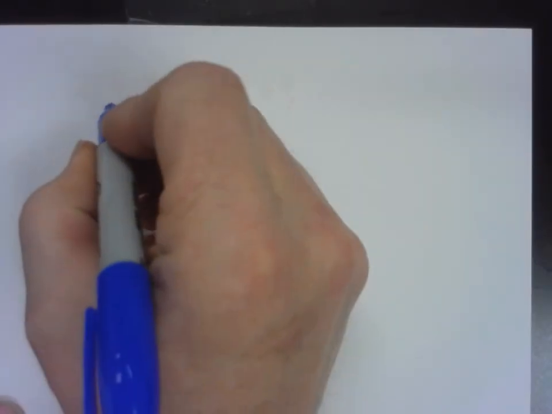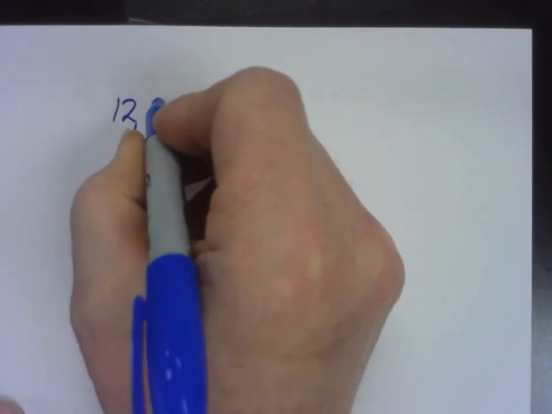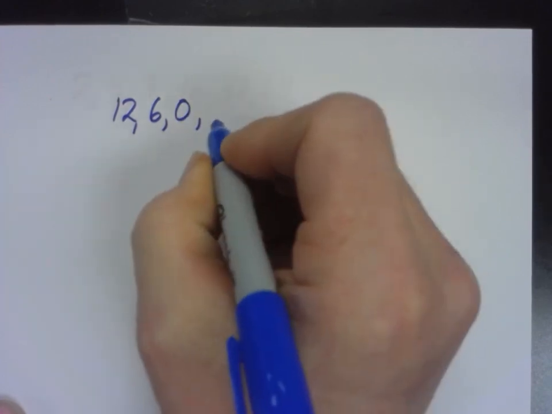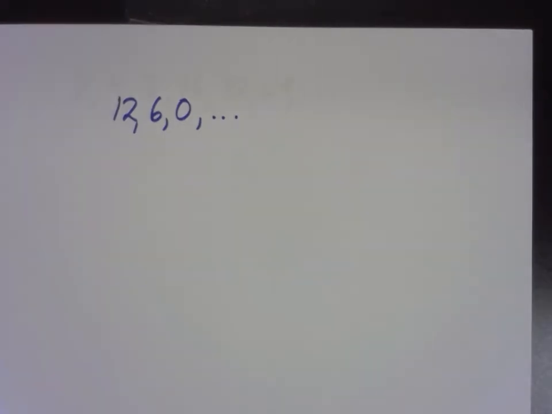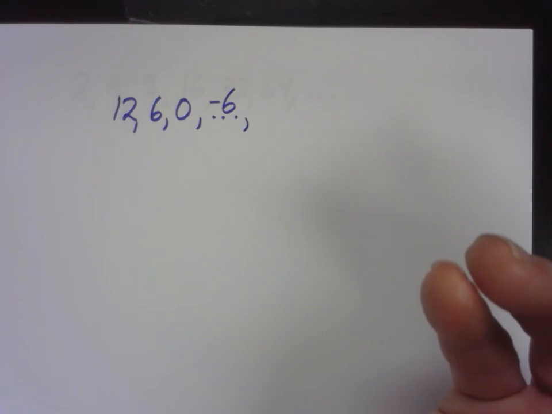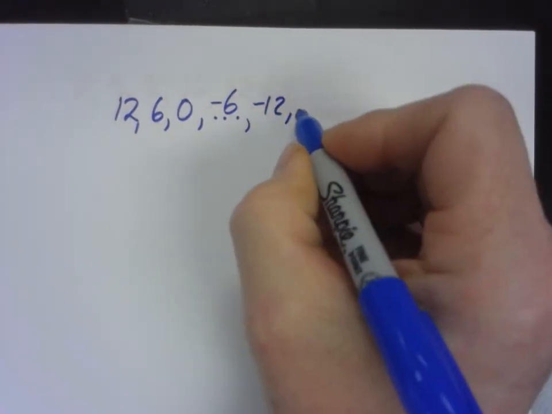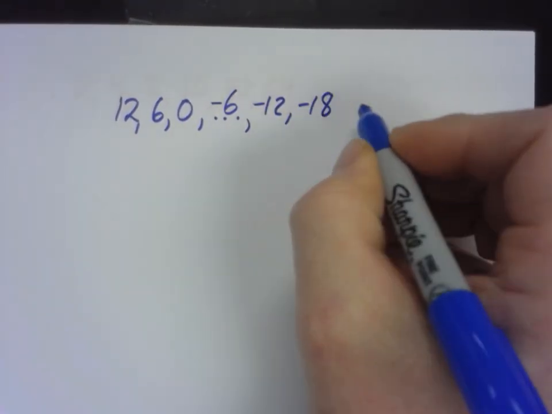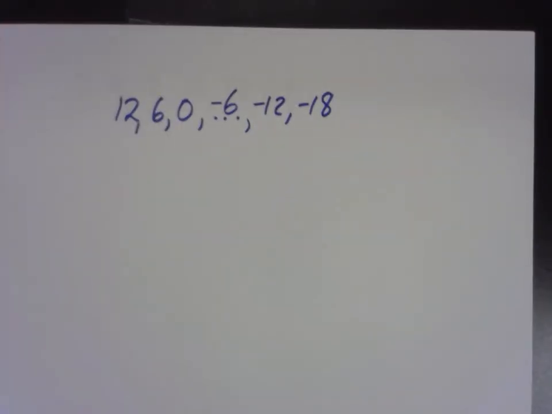Okay. So let's look at this next series. 12, 6, 0, dot, dot, dot. Okay. Can you guys tell me the next number in the series? Cooper? Negative 6. Could you tell me the next one? Negative 12. Next one? Okay. So now I have a big important question for you. Is this an arithmetic series? Yes.